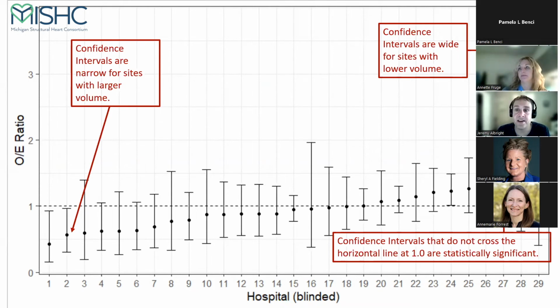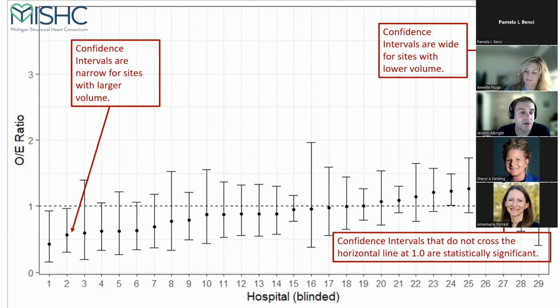And you'll see that we have confidence intervals that are narrow and confidence intervals that are wide, again, representing how much volume there is at that particular site. And I have in this graph here, there's a horizontal line at 1. And I said, if it's above 1, it means you're doing worse than average. And if it's below 1, you're doing better than average. So what we can do with these confidence intervals is see which ones of these actually are bounded away from 1, that is, they do not include that horizontal line.